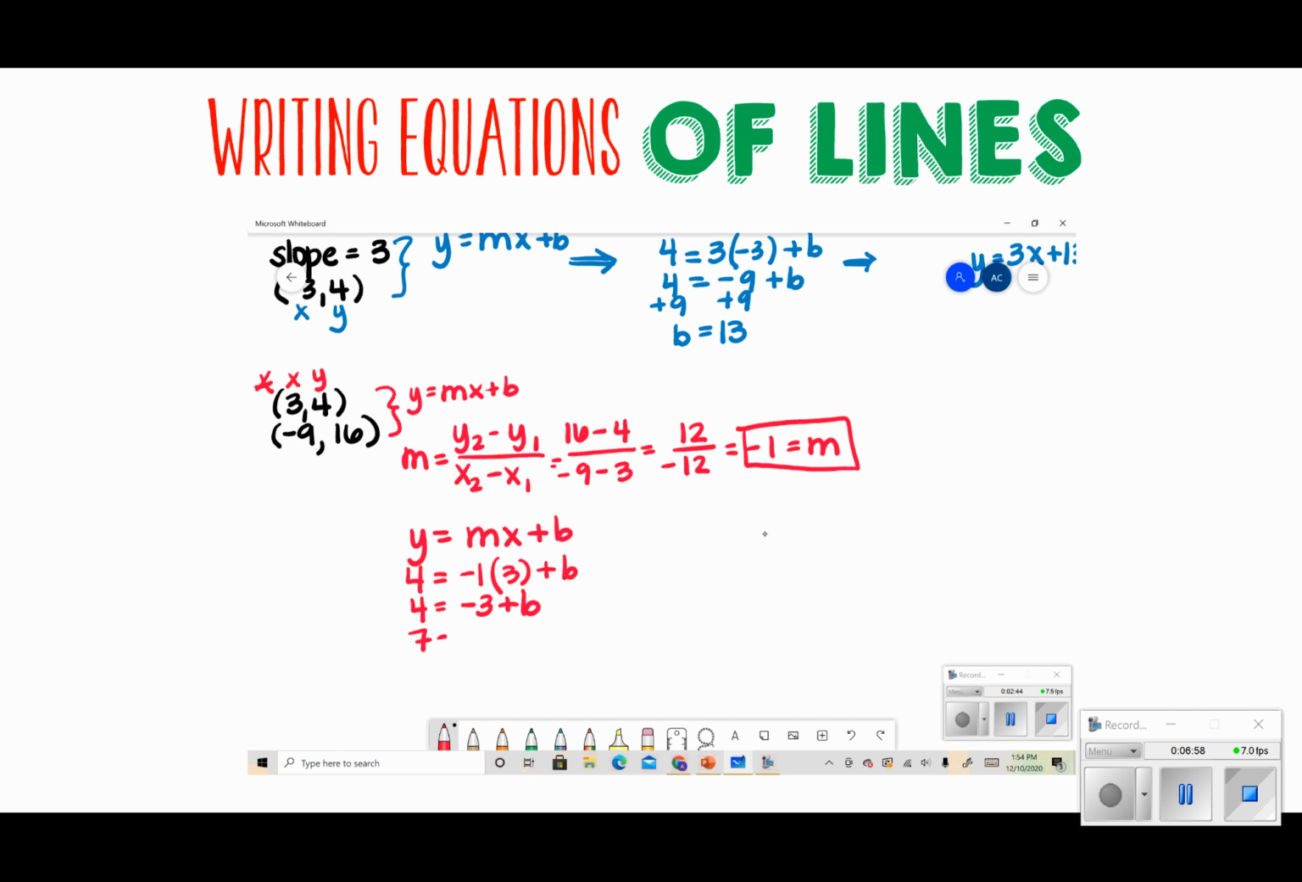Add 3 to both sides, so 7 equals b. Now I have what I need. Y equals -x plus 7. Remember, when you have a slope of -1 or +1, you do not need to write it down.